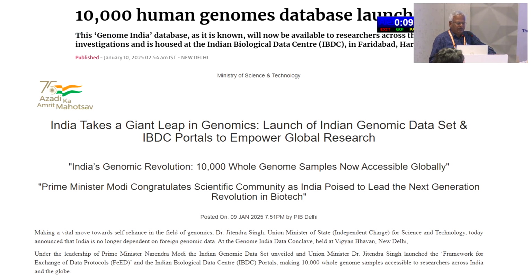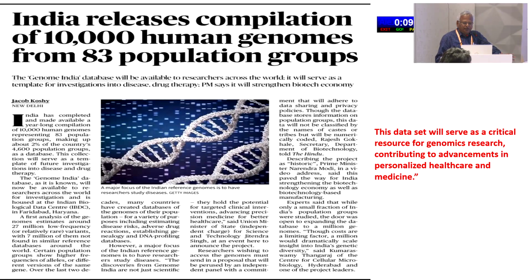Concerning India, there is a 10,000 human genome database launched by the Ministry of Science and Technology very recently. This is the newspaper information. Now we have the 10,000 human genome data ready from 83 populations, because of the heterogeneity from Kashmir to Kanyakumari in a huge country, and then it emphasizes only 83 populations. Even though we have the data from 10,000, this data set will serve as a critical resource for genomic research, contributing to the advancement in personalized healthcare and medicine.